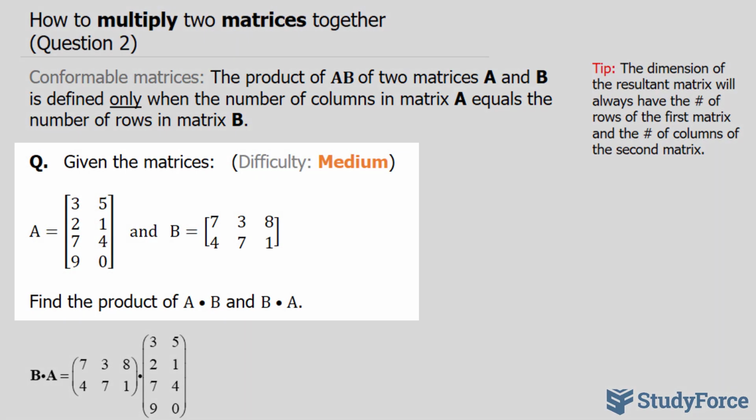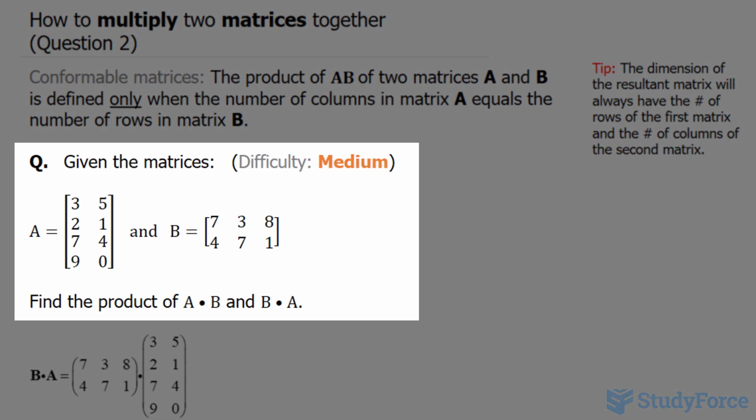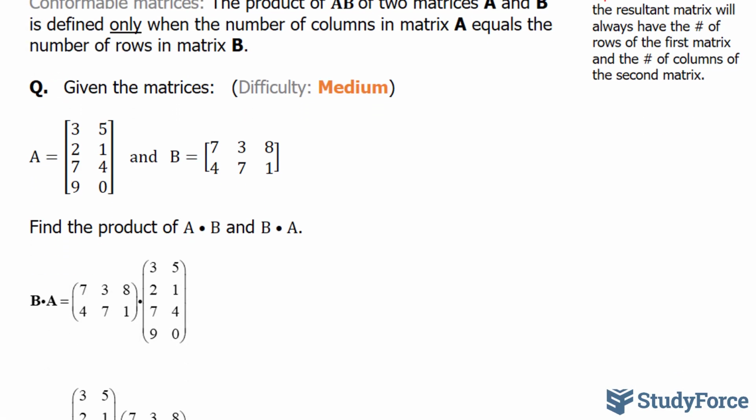That being said, the question reads, given the matrices A and B, find the product of both A and B and the product of B times A. Let's start off with the product of B times A. Let's see if these are two conformable matrices. Remember, they're conformable only when the number of columns in matrix A, so we have 3 columns here, equals the number of rows in matrix B. 1, 2, 3, 4. Now, since the columns of A don't agree with B, this is not conformable, and therefore these two matrices cannot be multiplied.